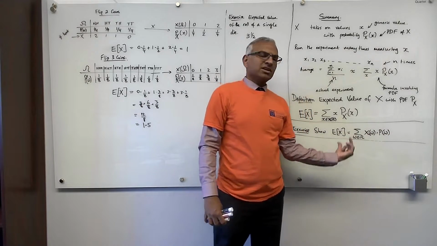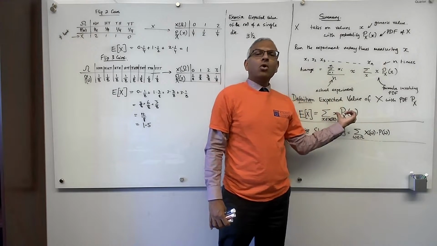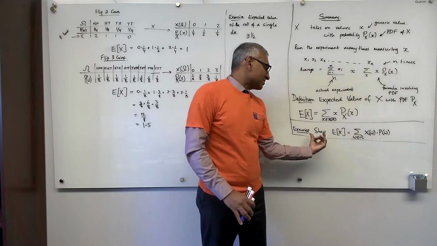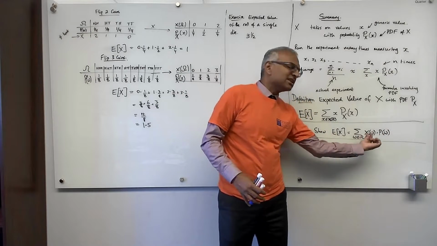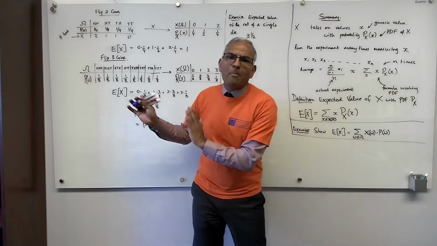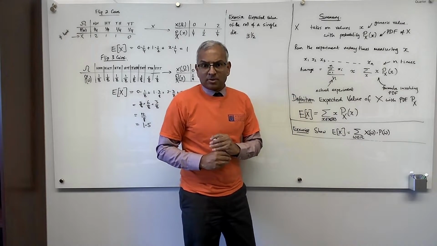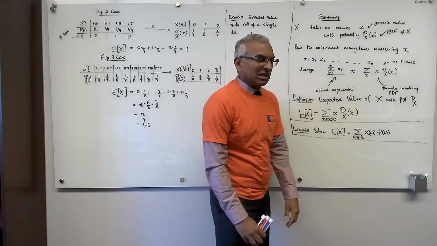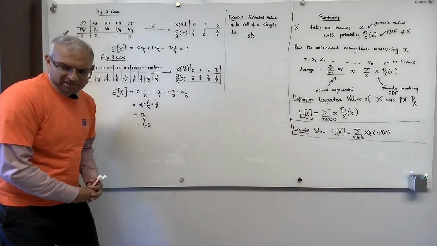So you could compute the expected value from the outcome space or from the PDF. But this is just an exercise. We won't really need this much, because that's one of the reasons why we got the random variable, so that we don't need to go back to the sample space, unless we absolutely have to. Okay, let's do another example.